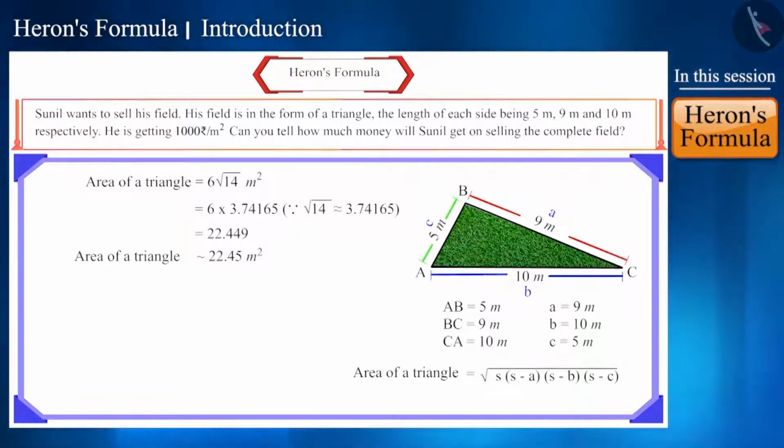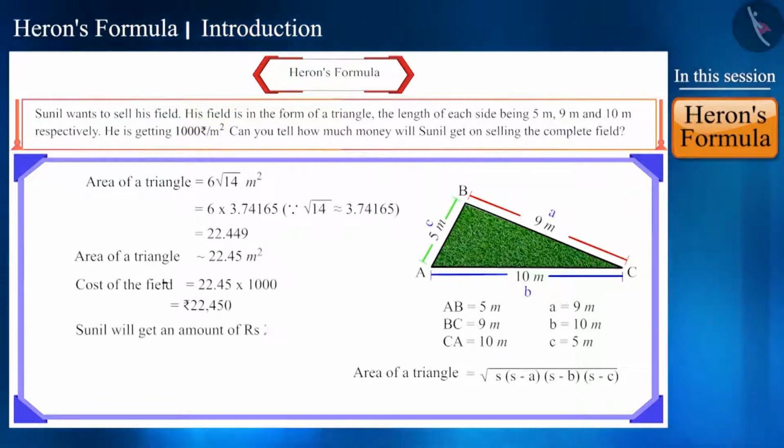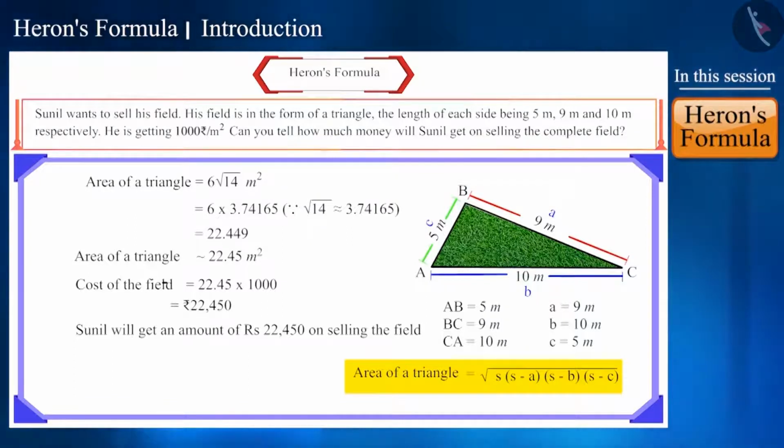The solution does not end here. We need to find the amount of money that Sunil will get on selling the field. For every square meter, Sunil gets rupees 1000. So for 22.45 square meters of field, he will get a total of 22,450 rupees. So friends, in this way, we can use Heron's formula to find the area of a triangle when we know the lengths of all its sides.